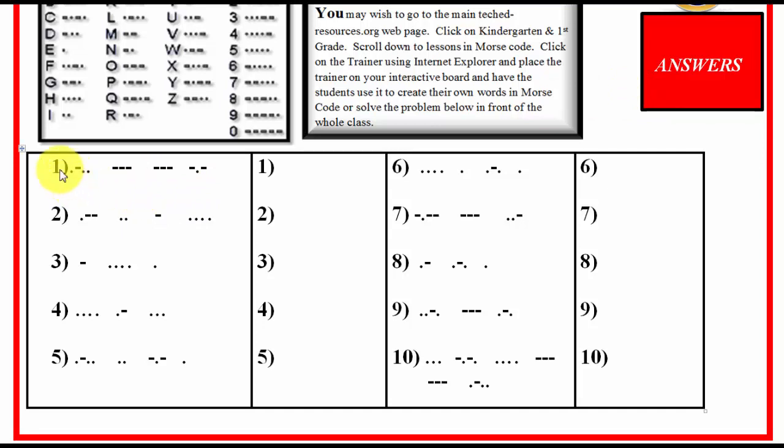So you'll notice we have problem 1. We have a dot, dash, dot, dot, and you look up above and determine what is the letter that goes with that, and then you write the word in the corresponding area.